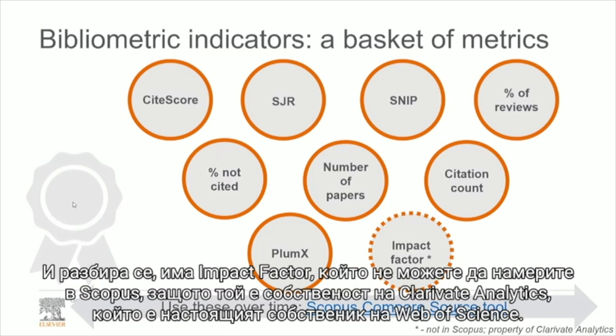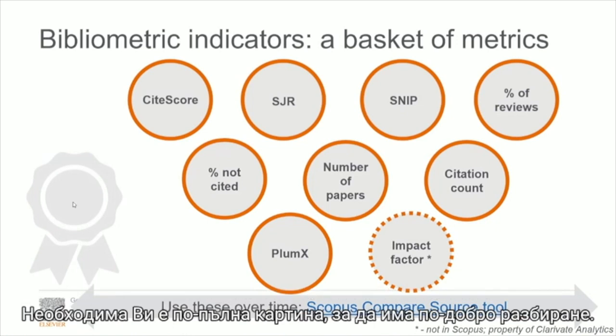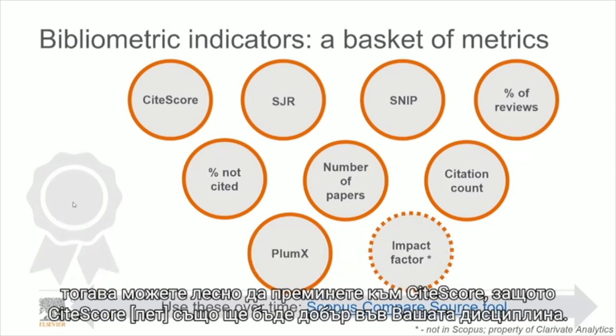And of course, there is impact factor, which you cannot find in Scopus because it is owned by Clarivate Analytics, which is the current owner of Web of Science. And that one you can, of course, check in Web of Science. And I'll be honest, as a researcher, I was also using it to have a fuller picture, to have a better understanding. And if you are used to using impact factor and never used CiteScore, the good news is that these two correlate quite well. So if you are used to the fact that impact factor 5 is good in your field, then you can easily switch to CiteScore, because CiteScore 5 will also be good in your field.